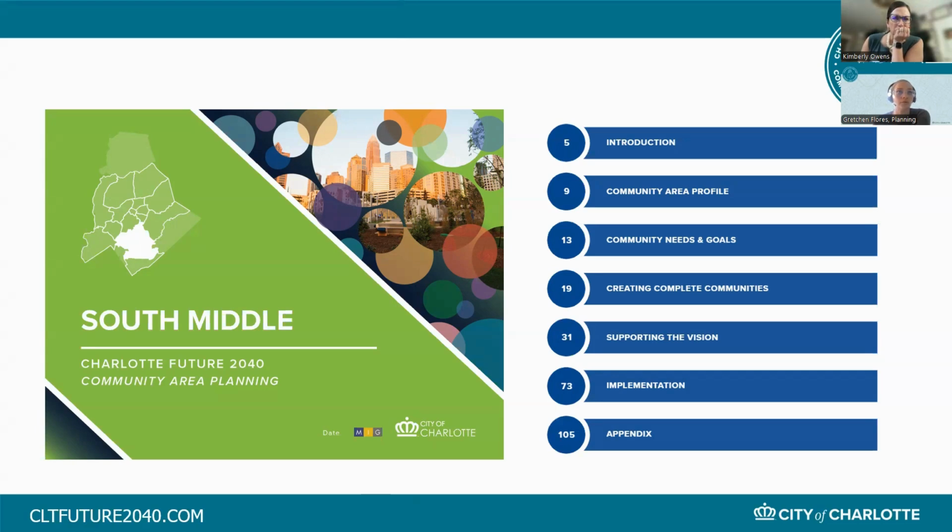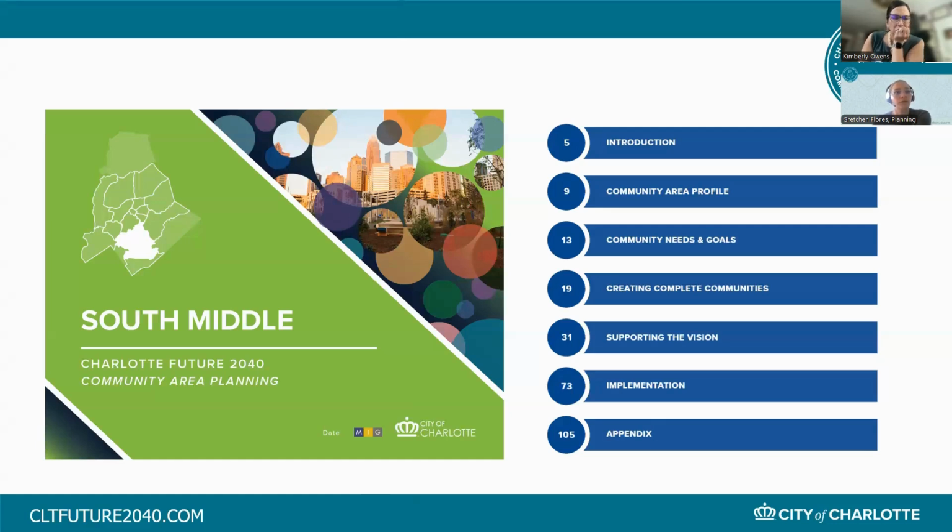So community area profile looks at the demographics. So what are the demographics that exist within that area? And then the community needs and goals really looks at what are the needs of that geography. So needs in terms of housing, in terms of jobs, goods and services, and then what environmental impacts are seen in that geography.